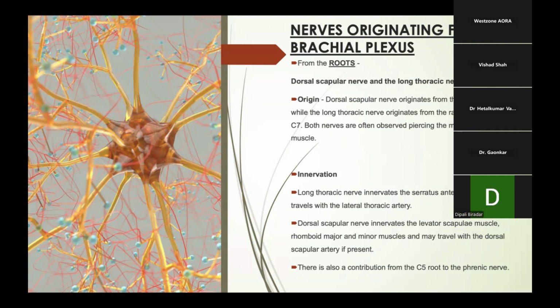Both the nerves are often observed piercing the middle scalene muscle. The long thoracic nerve innervates the serratus anterior muscle and travels with the lateral thoracic artery, whereas the dorsal scapular nerve innervates the levator scapulae, rhomboid major and minor muscles, and may travel with the dorsal scapular artery. There is also a contribution from the C5 root to the phrenic nerve.